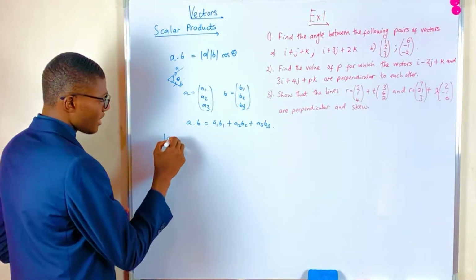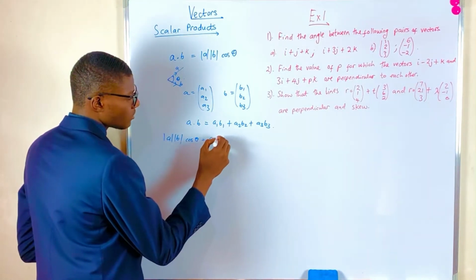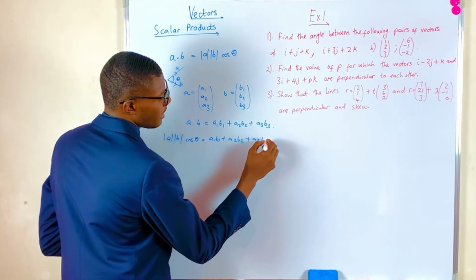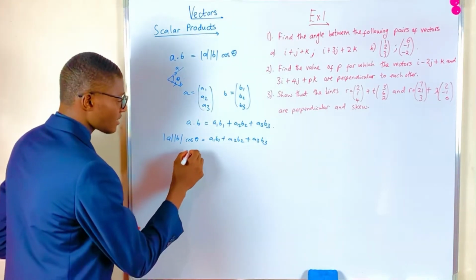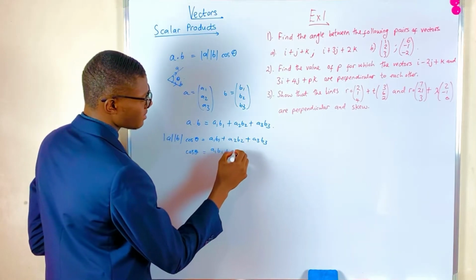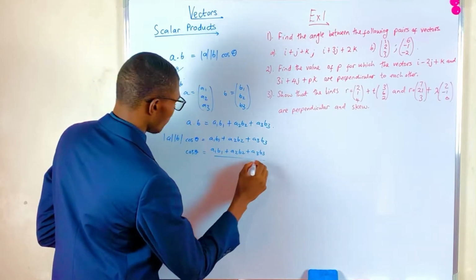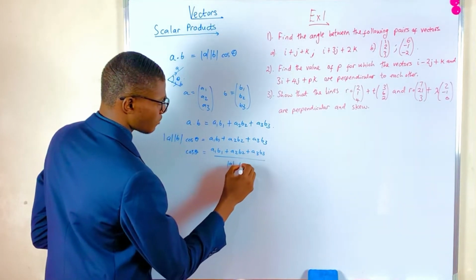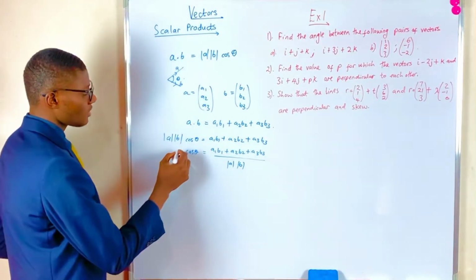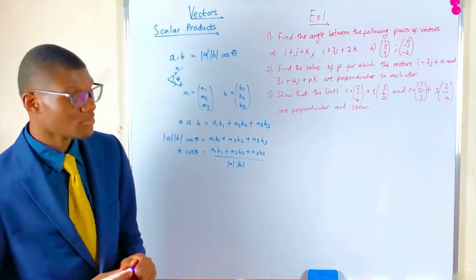If we say magnitude of A times magnitude of B times cos theta is equal to A1 B1 plus A2 B2 plus A3 B3, this implies that cos theta would be given by A1 B1 plus A2 B2 plus A3 B3 all over magnitude of A times magnitude of B. So we've got this formula for calculating theta, and this one for calculating the scalar product.